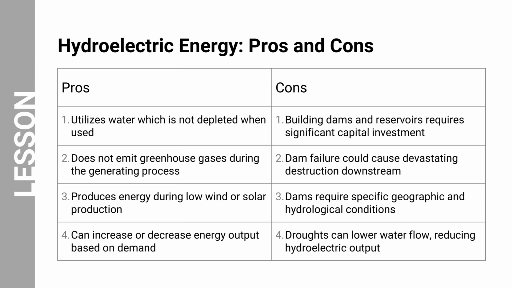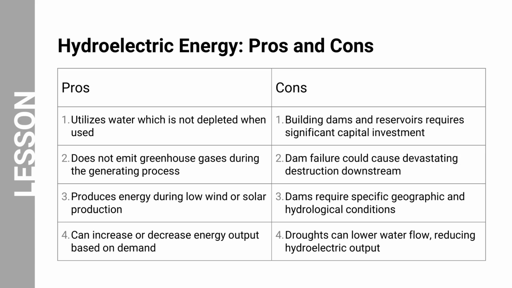Let's now look at the pros and cons of hydroelectric energy. 1. The pro is that hydroelectric energy is a renewable source, as the water used for generation is not depleted in the process. The con is that hydroelectric plants come with significant upfront costs for construction. 2. The pro is that hydroelectric energy is considered clean energy because it does not directly emit greenhouse gases like carbon dioxide during the generation process.